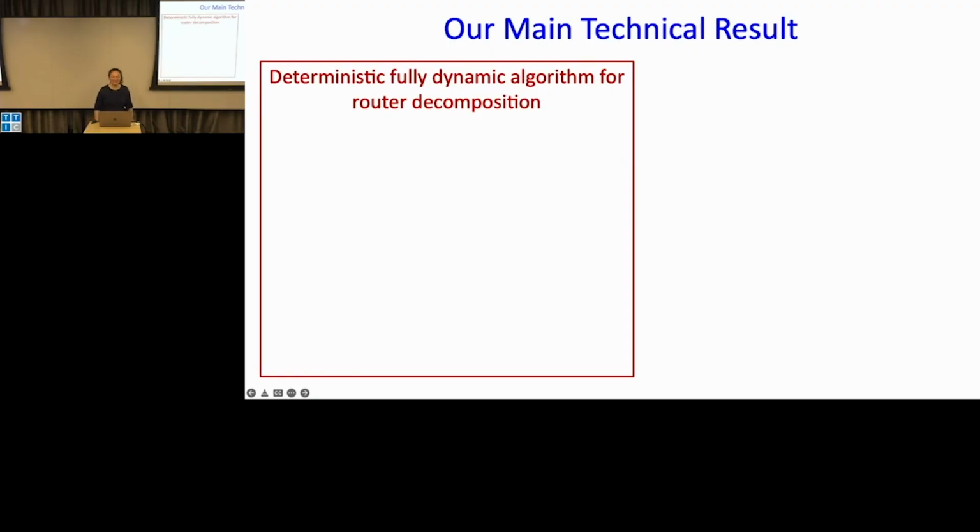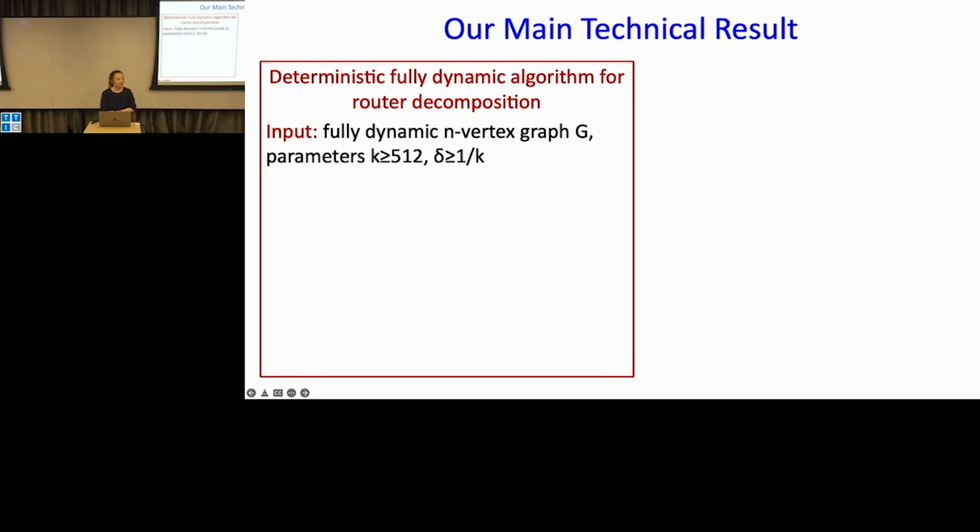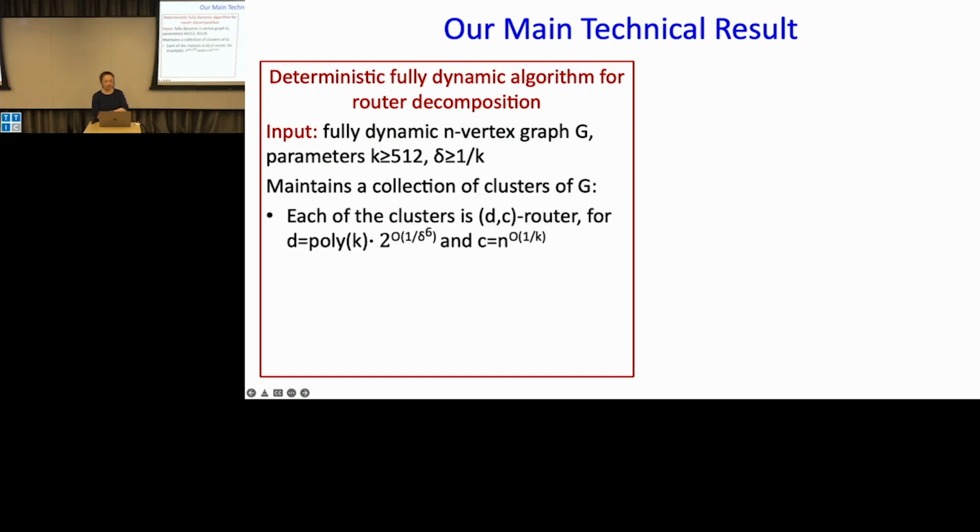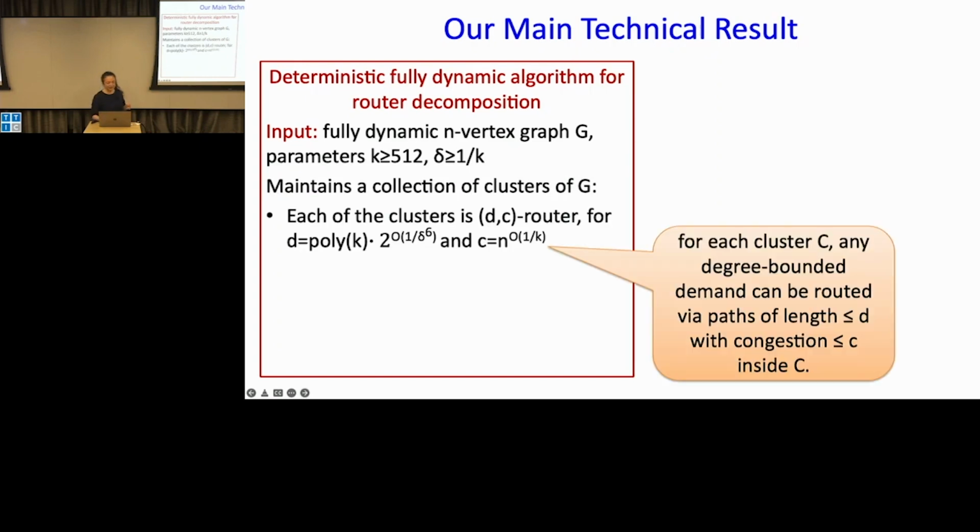Finally, we got to our main result. So our main technical result is a deterministic algorithm for fully dynamic graphs for maintaining a router decomposition. So the input is a fully dynamic n-vertex graph G and two parameters k and delta. And the algorithm maintains a collection of clusters or subgraphs of G. Each one of these clusters is a router, so any degree-bounded demand inside the cluster can be routed on paths of this length and this congestion inside the cluster itself.